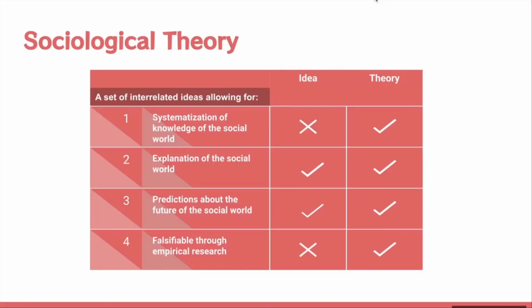Sociological theory is a set of interrelated ideas that allow for the systematization of knowledge of the social world, the explanation of that world, predictions about the future of that world, and which are falsifiable through empirical research. So theory provides a possible answer to questions like, why did this happen? Or why did they do that? Which means that theory is speculation, not fact. But unlike ideas generally, theory is speculation driven by a more formal systematic process, which incorporates the work of previous theorists and research findings.